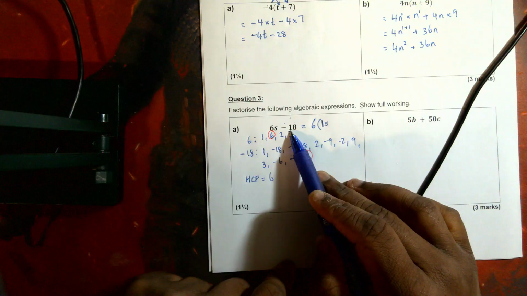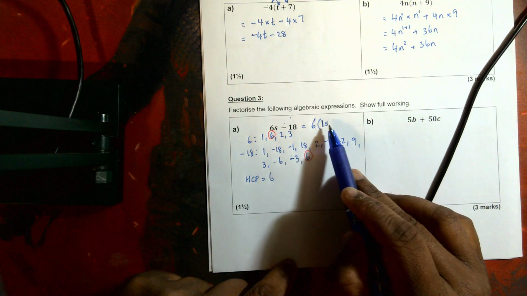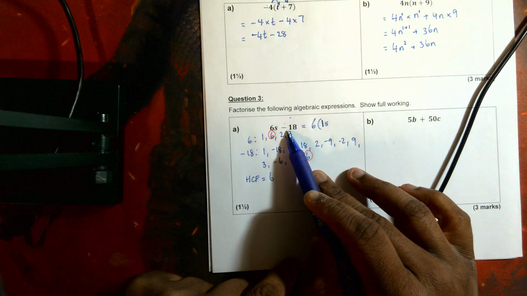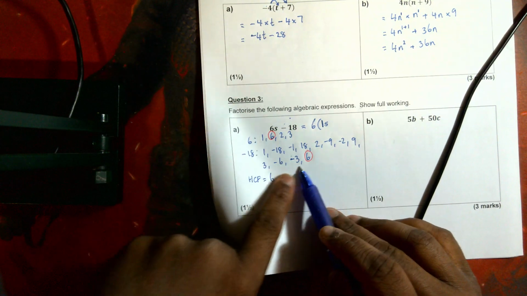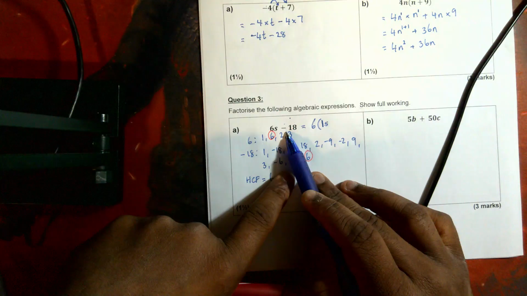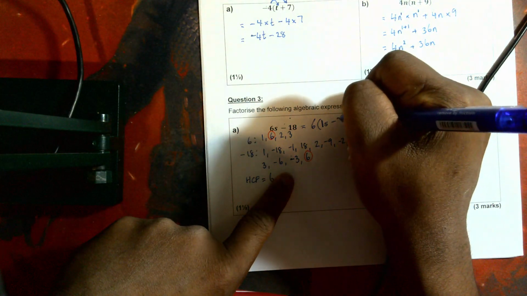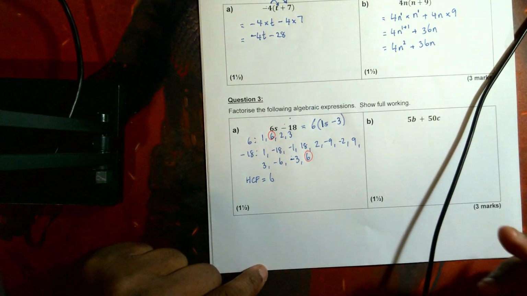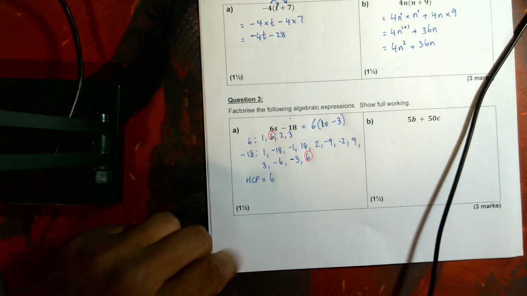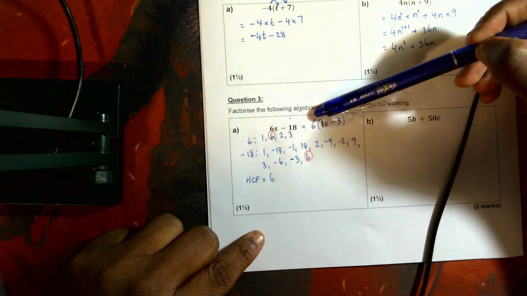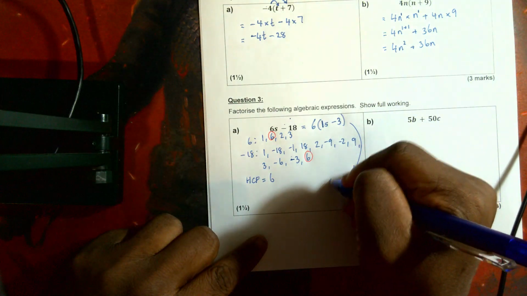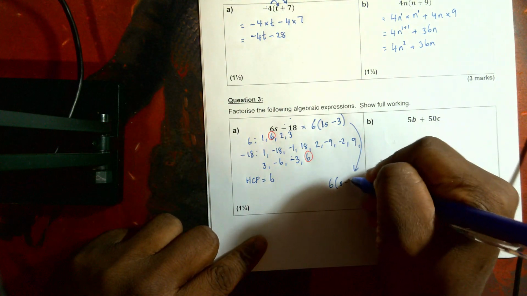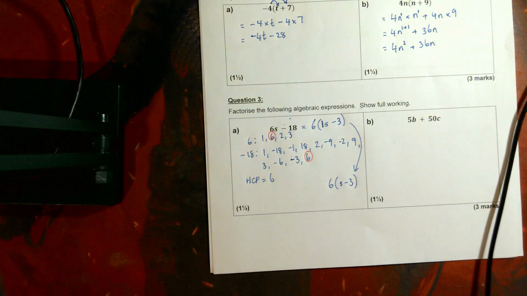Now we need to get negative 18. So 6 times what gives you negative 18? We know that 6 times negative 3 gives us negative 18. So the number we put in here is negative 3. So you can leave your answer as 6(1s take 3), or we can write that down as 6(s take 3) and take the 1 out. It's still the same answer.